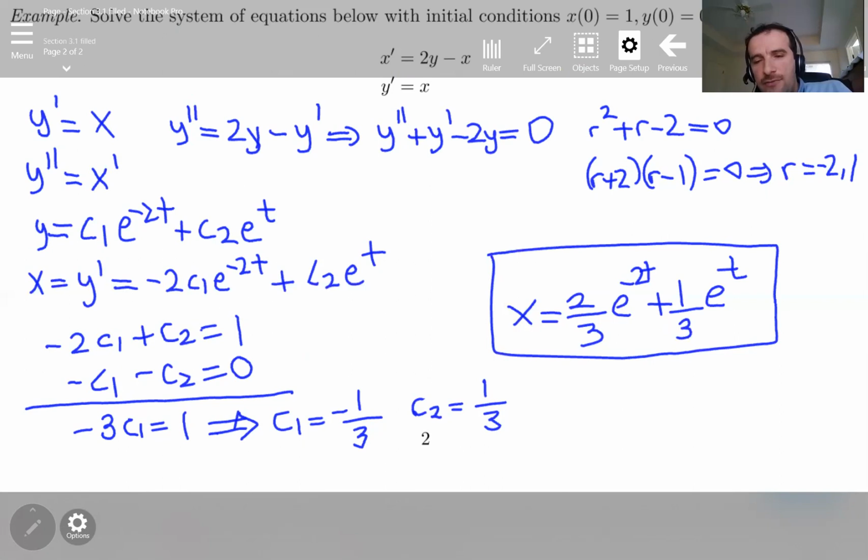This is the end of this example and the end of this section. We are going to start 3.2 in the next section, next video.